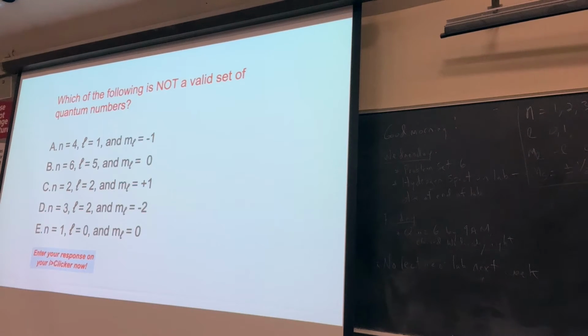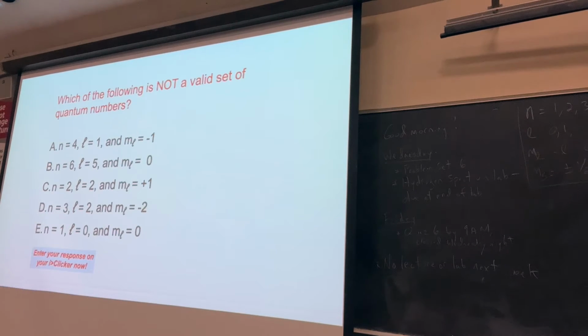m sub l depends on l. m sub l goes from negative l to positive l. So for example, if l is 1, then m sub l would be negative 1, 0, and plus 1. And 0 is a valid quantum number for this argument. Those are three acceptable values of m sub l in that case. When l is 0, m sub l can only equal 0, but again, that's a valid m sub l. And then finally, m sub s, which isn't part of this problem, is only going to be positive or negative 1/2. There are no other values associated with that.